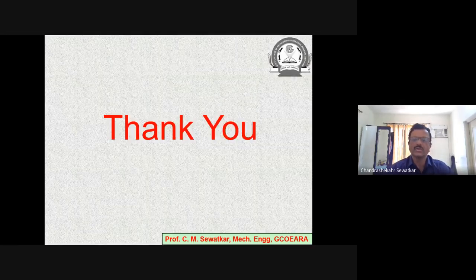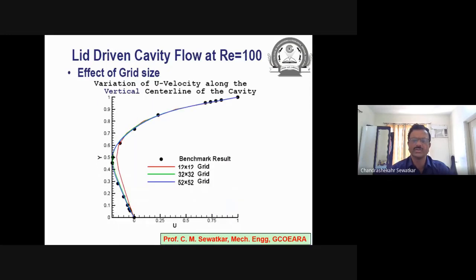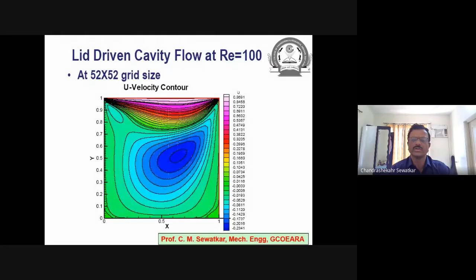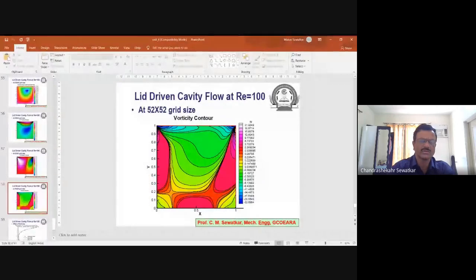So thus I come to the end of this particular session. I have shared with you the results as well. I have shared with you the entire methodology for obtaining the solution to the Navier-Stokes equation. If there are any questions, maybe I will take up those questions. Go ahead with your questions. We are left with some 10 minutes or so. So we will try with the questions.